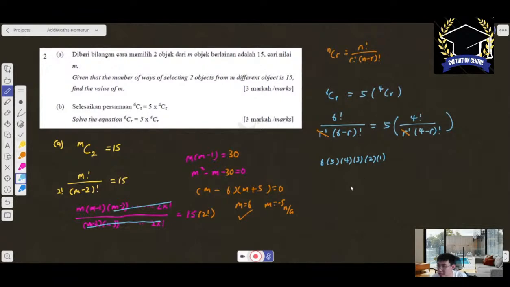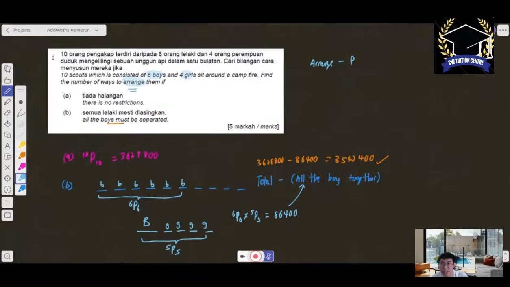Isn't it in question 1, arranged in a circle? Did they say arranged in a circle? Oh, around a campfire. Yes. Thank you so much for telling me, I didn't read that question here. Around a campfire. Okay. So when they say around a campfire, good that you mentioned it because I didn't notice that.